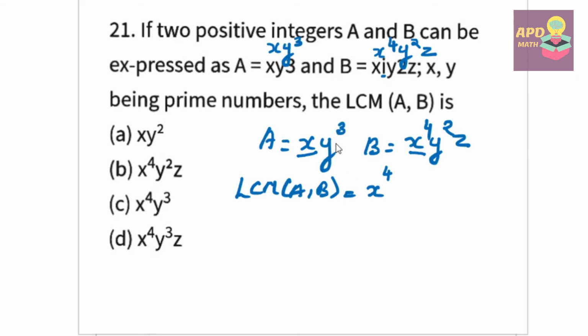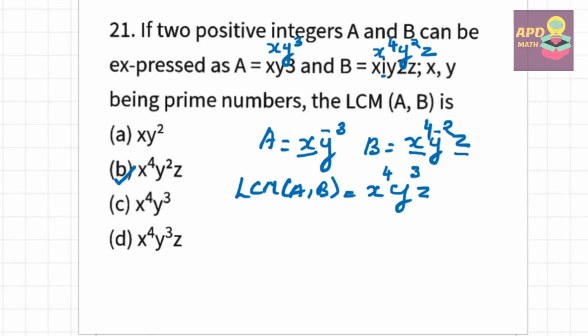And next, y cube in a and y square in b. We can take y cube, the least common multiple is y cube. Then in a we are not given any z, but one z is there in b, so z also we have to take. So the LCM of a and b is x raised to the power 4 y cube into z. So the option B is the answer, right?